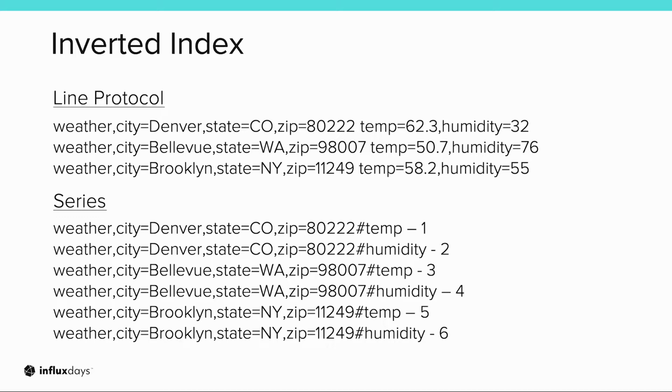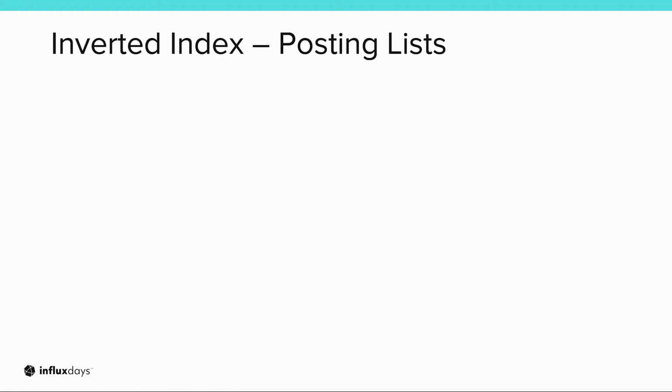So weather is the measurement. We have a city, we have a state, we have a zip code, we have temperature and humidity that we're measuring across all of these. And then we can see that these 3 lines actually create 6 individual time series, one for each city, state, and zip for temp, and one for humidity. As we can see, those time series map into a specific ID that we give them, right? Series 1 through 6. What we do is we put those into a posting list in the inverted index.